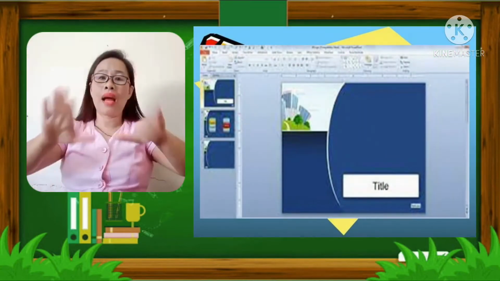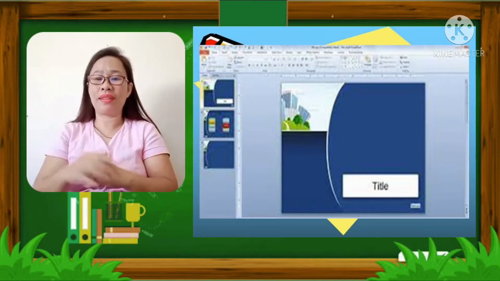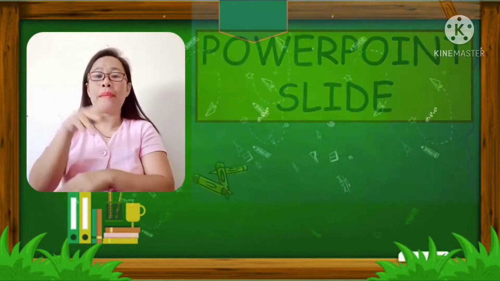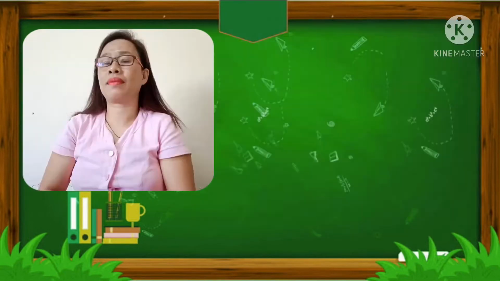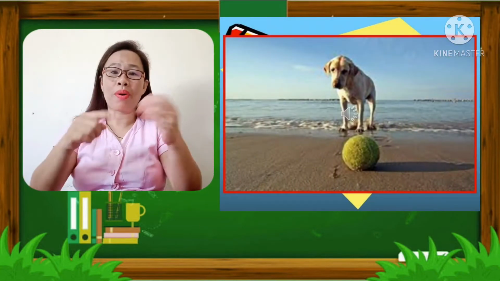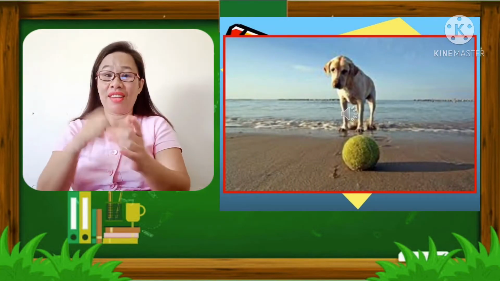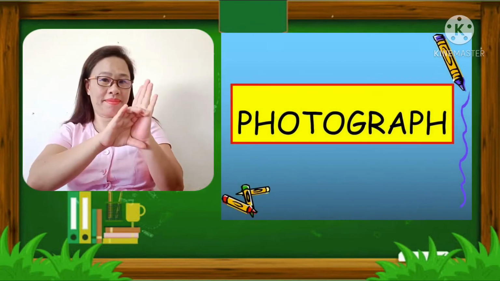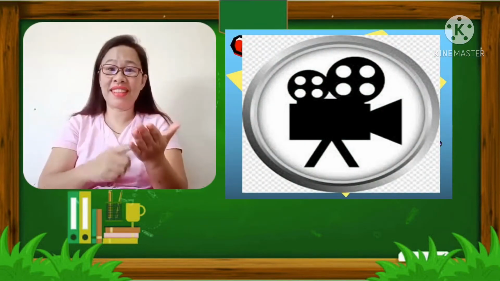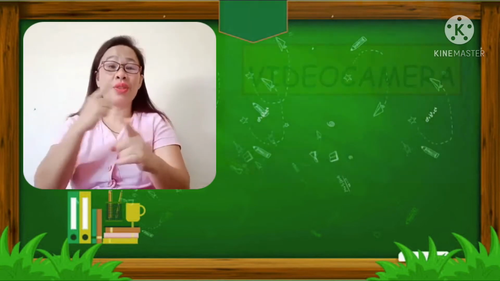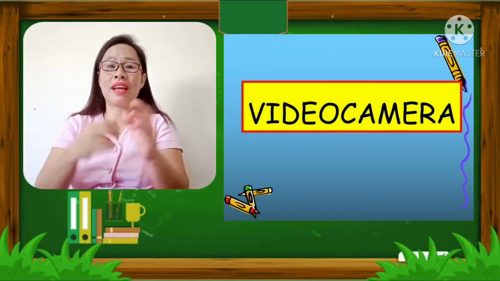How about this one? That's correct. A PowerPoint slide. How about this? That's right. A photograph. Can you name this thing? That's correct. It is a video camera.